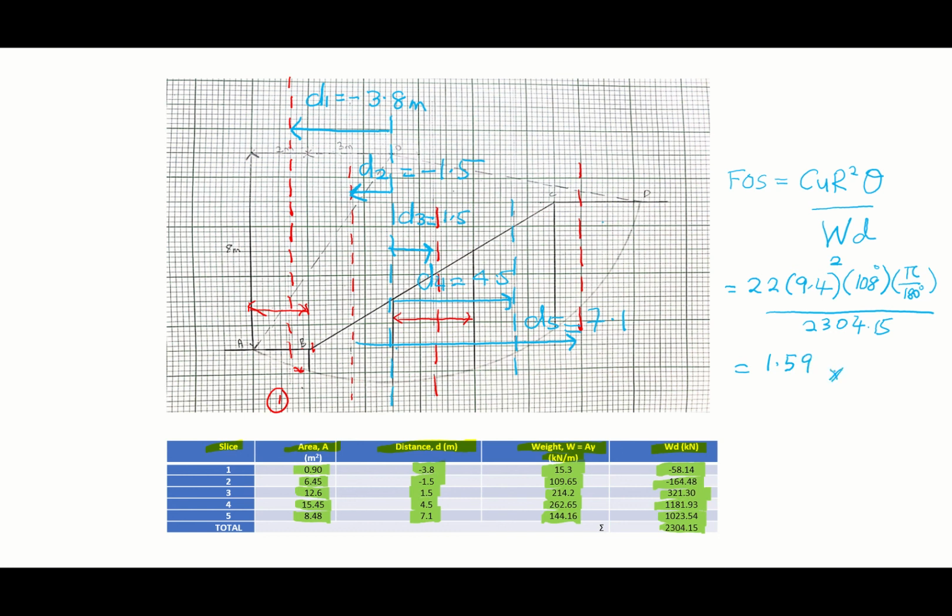This is the factor of safety for example 5.1. If you have a factor of safety more than 1, you can remark the conclusion for this calculation: the slope is safe because the value of FOS is more than 1. So that is how you calculate slope stability, and here we are analyzing using total stress analysis.